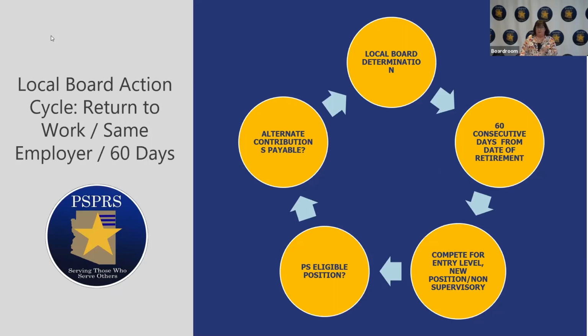So if it's public safety eligible, then alternate contributions are payable. If it is not a public safety eligible position, then no alternate contributions are payable. It's about the public safety eligible position. It's not about where that retired member can or cannot contribute as far as retirement, because they can never contribute to public safety ever again.